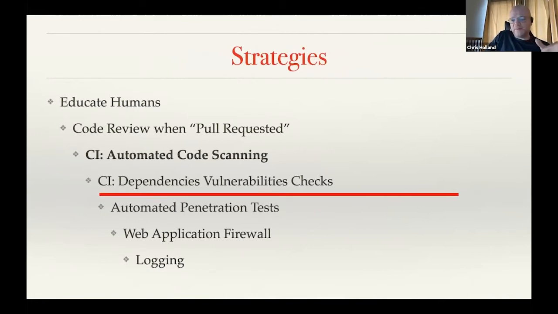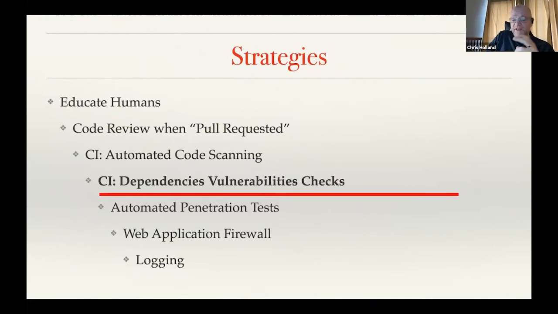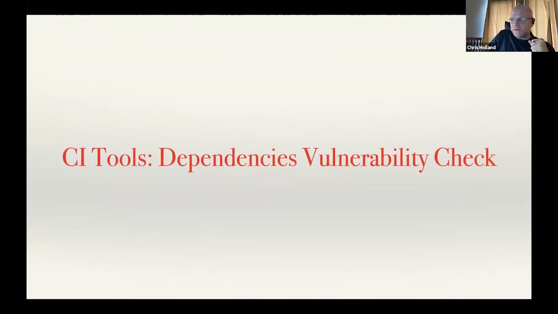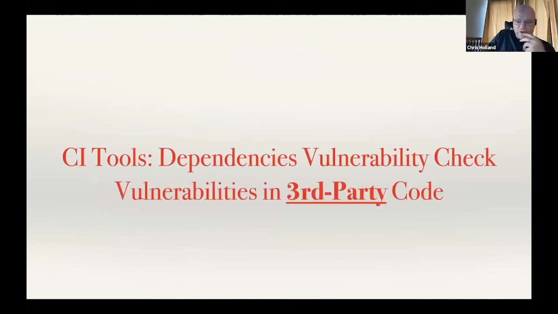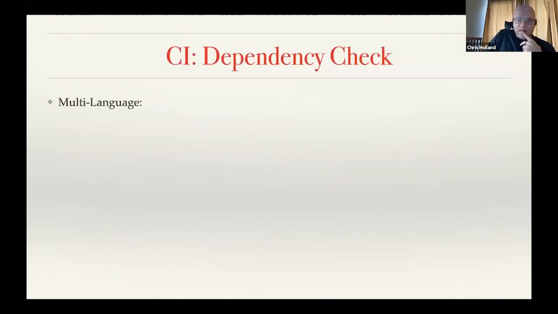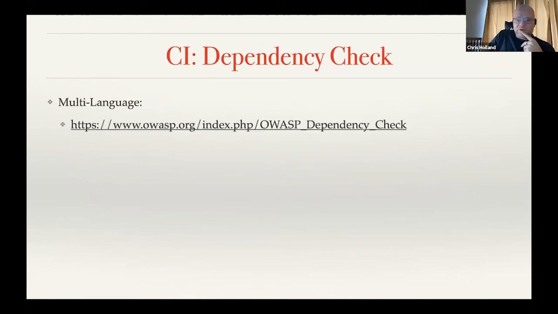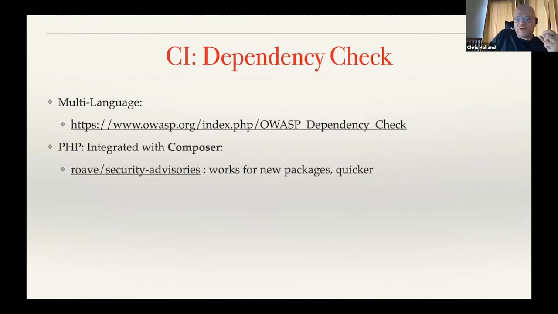Now we're going to look at dependency vulnerability checks, and that's to find vulnerabilities in the open source libraries which your project may be referencing. So it's vulnerabilities in third-party code. All right. So if you're looking at a multi-language framework, OWASP has built a tool called the OWASP Dependency Check. If you operate in PHP, there's Roave Security Advisories, which works really well for new packages.